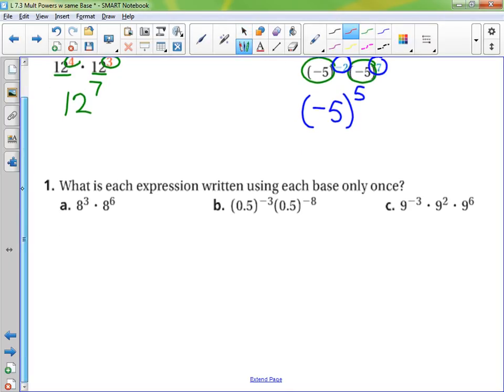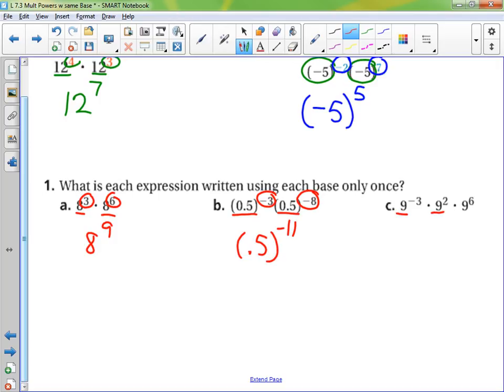Okay, again, these are very simple. 8 to the third times 8 to the sixth. 8s are the bases. They're both the same. So I add the exponents. 6 plus 3 is 9. I get 8 to the ninth. In B, both bases are 0.5. And when I add -3 and -8 together, I get 0.5 to the -11th power.